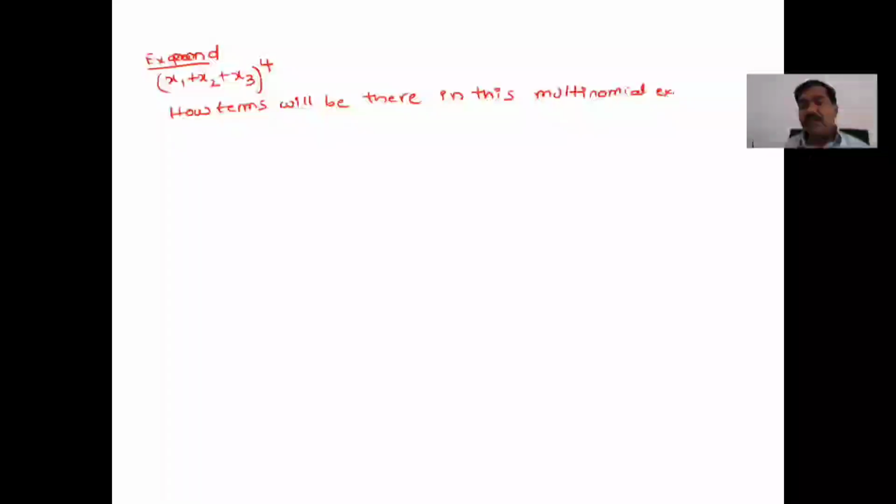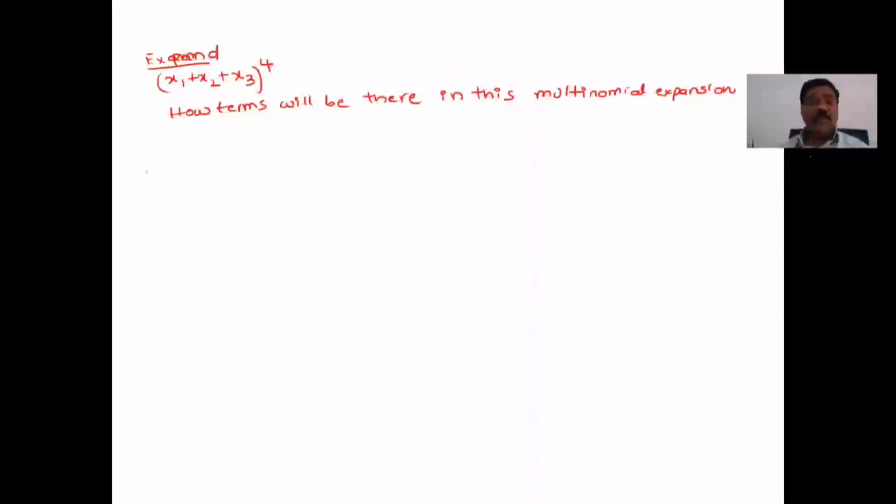If you want to expand, the first question that you should ask is, how many terms will be there in this multinomial expansion? So this is the first point you should be clear about.